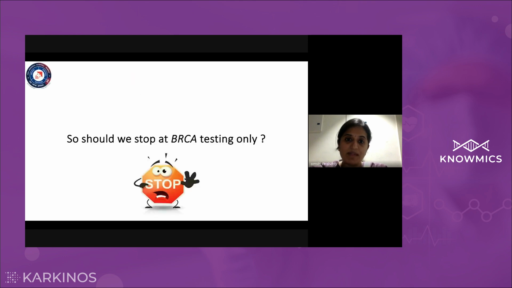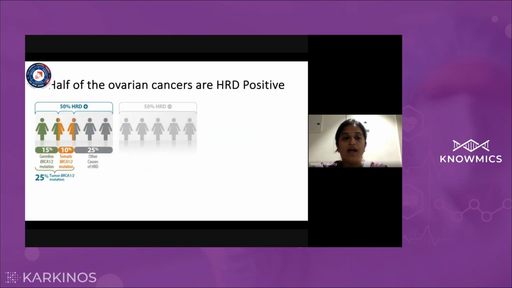So does it mean that we should only stop at BRCA testing alone, or should we go ahead with something else? Like how do we go with the genomic instability score? Next, please. So why do we need to look at this? This is an important question that needs to be addressed.